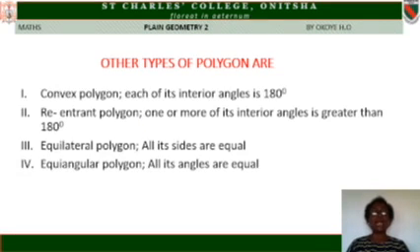Other types of polygon are: 1. Convex polygon. Each of its interior angles is less than 180 degrees. What do we mean by interior angle? The inside angle. 2. Reentrant polygon. One or more of its interior angles is greater than 180 degrees, which is a reflex angle. 3. Equilateral polygon. All its sides are equal. 4. Equiangular polygon. All its angles are equal.